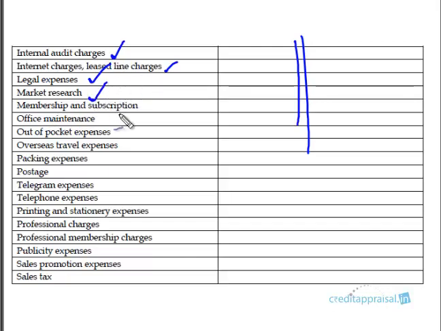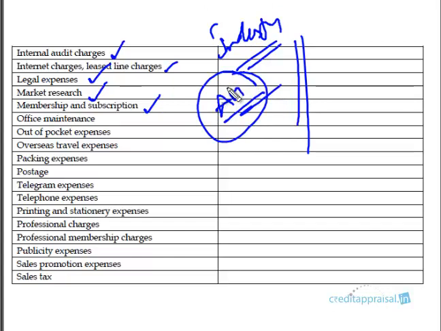Market research, again, is related to marketing and sales, so selling general expense. Membership subscription. The firm can be a member of some industry association. If it is an automobile company, there might be some all India automobile association. In order to be a member of this association, the firm needs to pay some membership fees. So that will be a general expense. Office maintenance, again, general expense. Out of pocket, general expense.